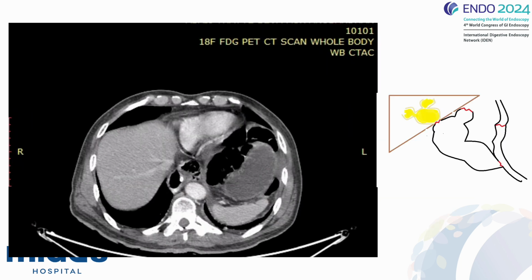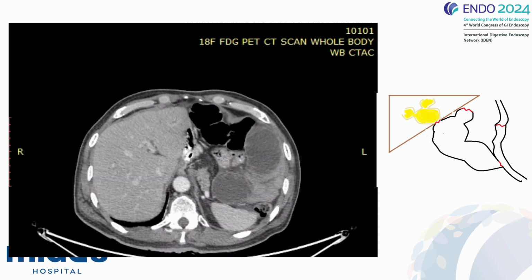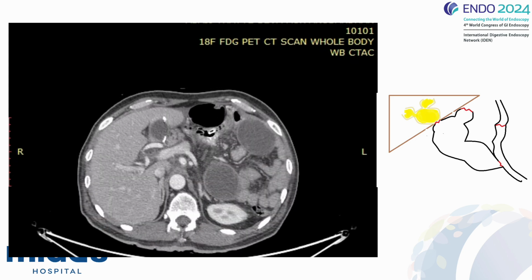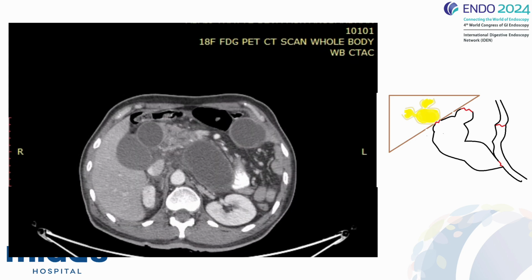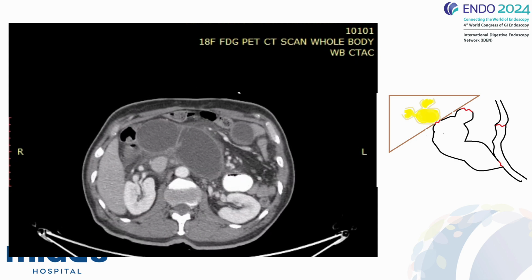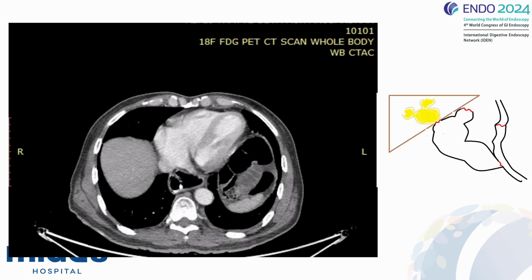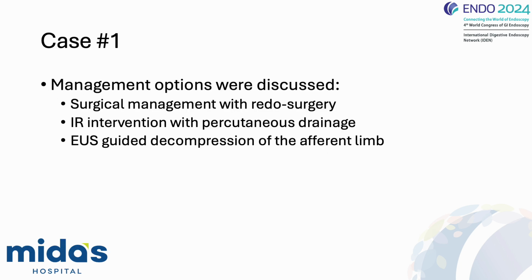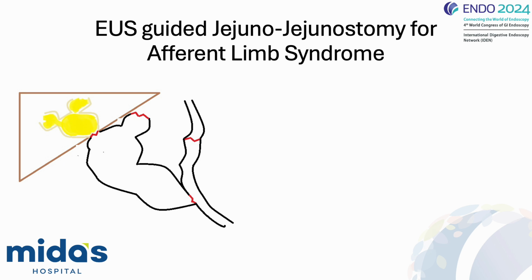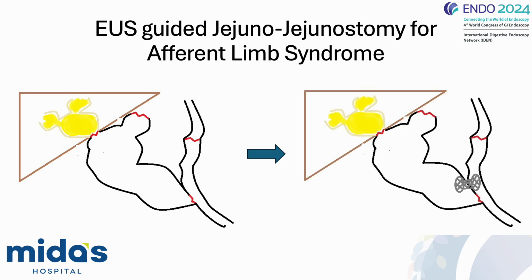A PET CT scan showed a dilated jejunal limb connecting to the hepaticojejunostomy, suggestive of afferent loop syndrome, as shown in the cartoon on the right. Management options were discussed, including surgical management, IR intervention, or EUS guided decompression of the afferent limb. EUS guided jejunojejunostomy for afferent limb syndrome was planned, as shown in the cartoon here.